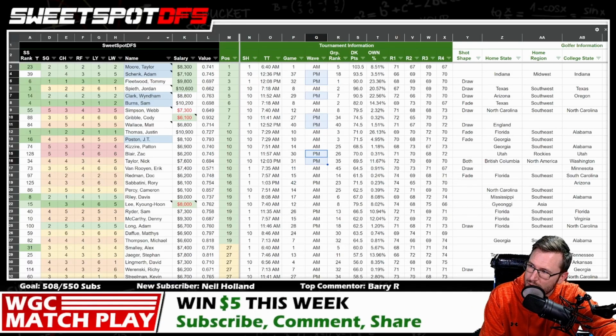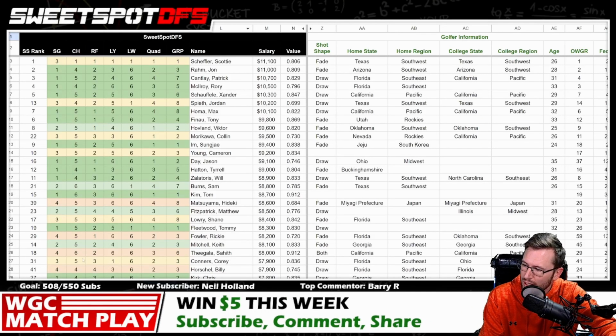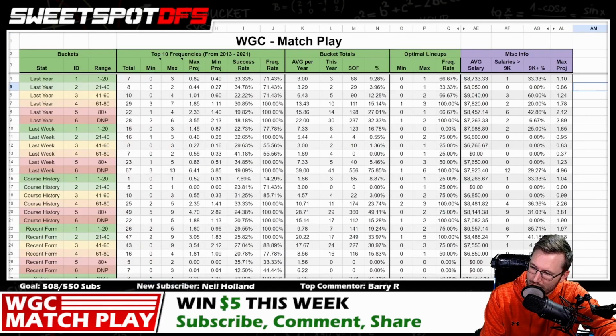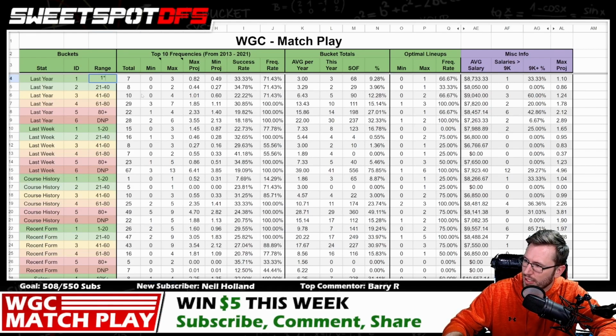Let's go ahead and get in the bucket system for the match play. So it's a little bit different this week when it comes to the buckets for the match play. Last year doesn't actually follow this. I don't know why I didn't update this.